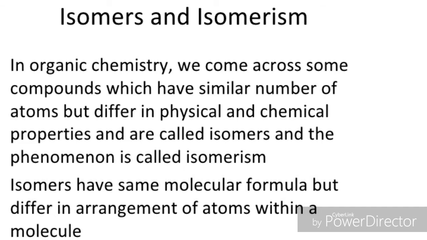In organic chemistry, we come across some compounds which have a similar number of atoms but differ in physical and chemical properties, and these are called isomers. This phenomenon is called isomerism. Isomers have the same molecular formula but differ in the arrangement of atoms within a molecule.